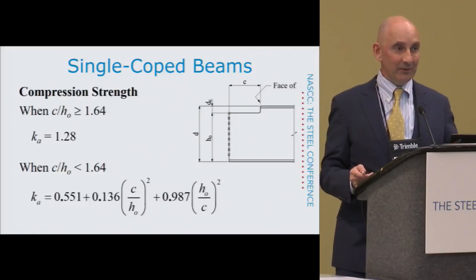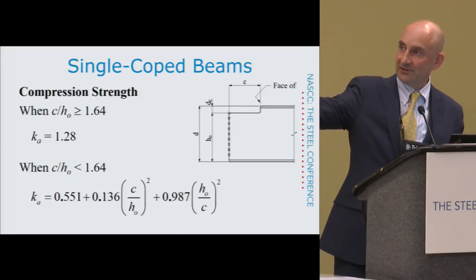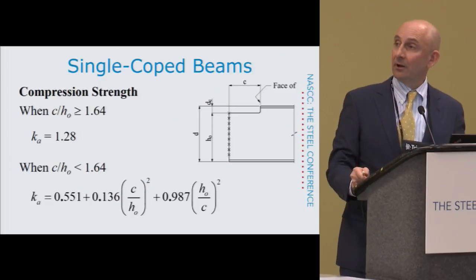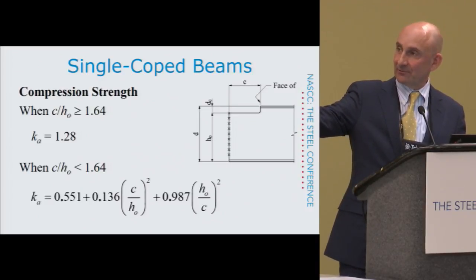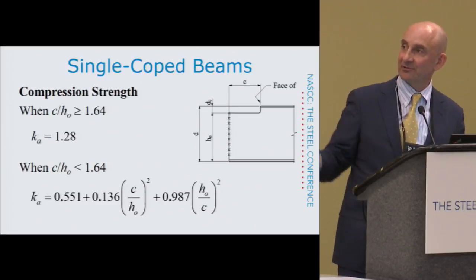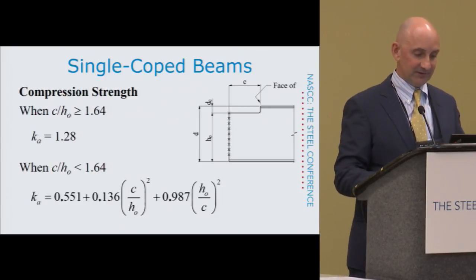If you want a higher number to increase your cope strength, you can go down here. When C over H sub O is less than 1.64, your K sub A is given by this, which is only dependent on this ratio, C over H sub O, and then it's turned upside down over here. We know what C is. It's the cope length.